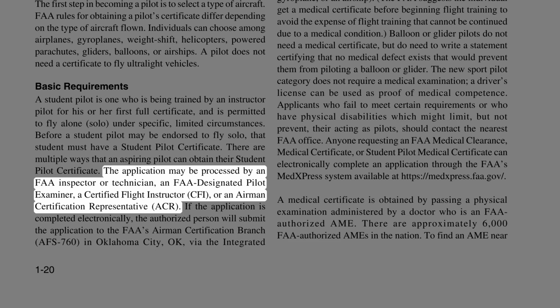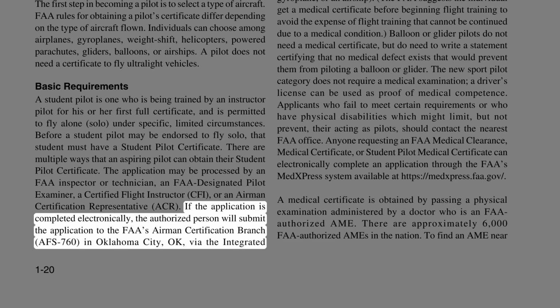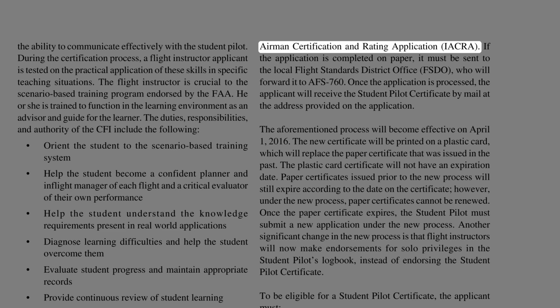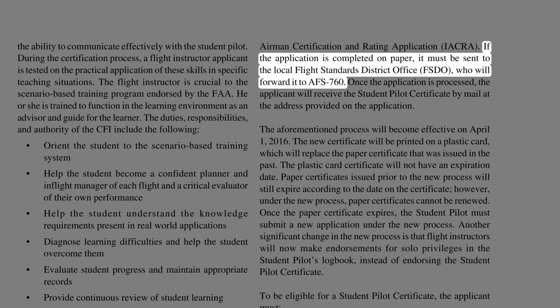The application may be processed by an FAA inspector or technician, an FAA-designated pilot examiner, a certified flight instructor (CFI), or an Airman Certification Representative (ACR). If the application is completed electronically, the authorized person will submit the application to the FAA's Airman Certification Branch, AFS-760, in Oklahoma City, Oklahoma, via the Integrated Airman Certification and Rating Application (IACRA). If the application is completed on paper, it must be sent to the local Flight Standards District Office (FSDO), who will forward it to AFS-760.